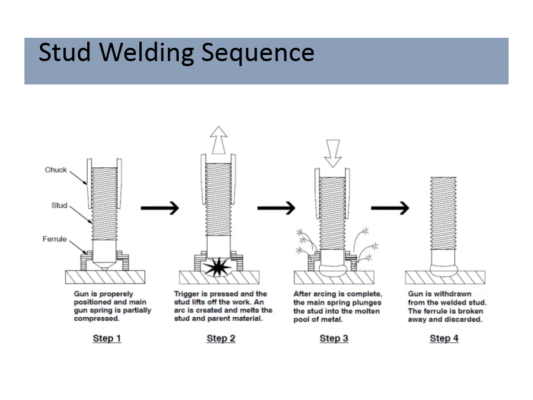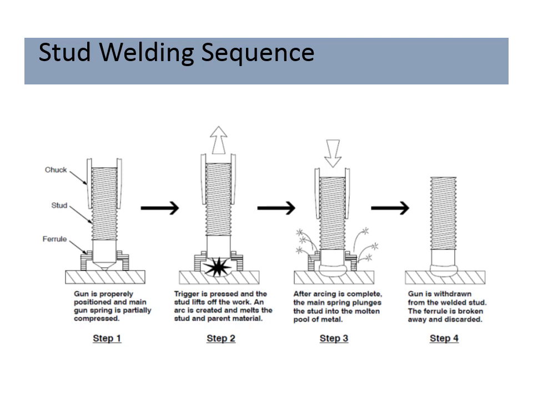Stud welding sequence. The gun is properly positioned. Notice you've got a stud. The stud is in the chuck. You've got a ferrule, which is a little piece of ceramic. Think about a coffee cup or something. It's just ceramic. It holds the liquid weld metal in place. It's like a little mold.